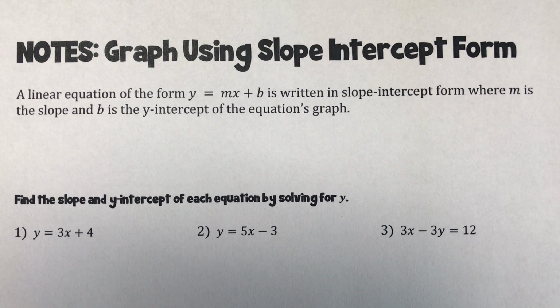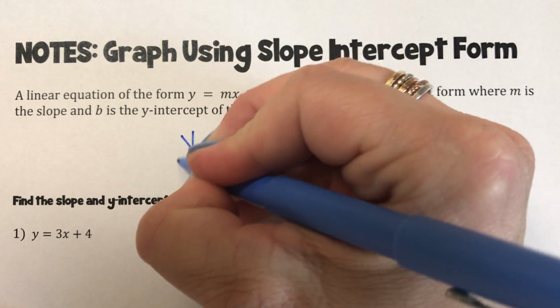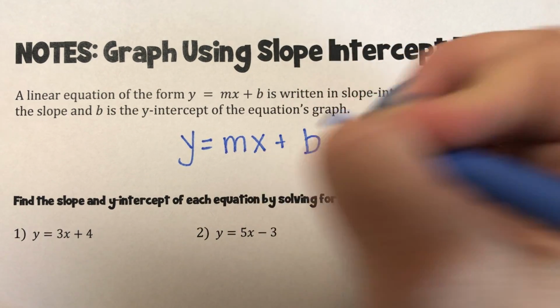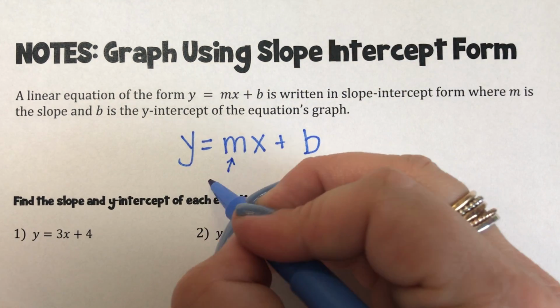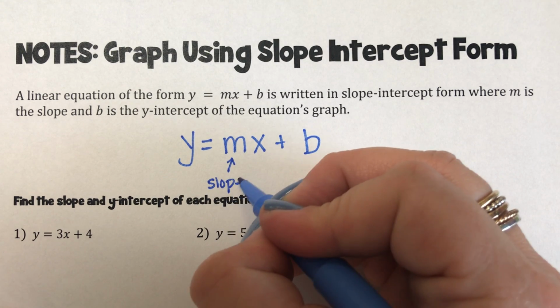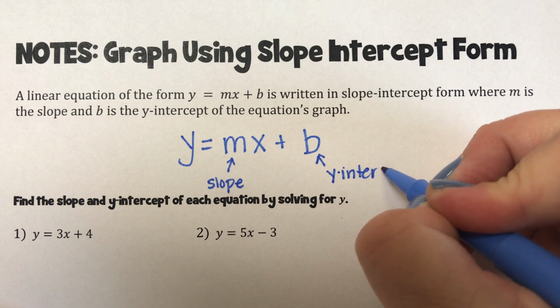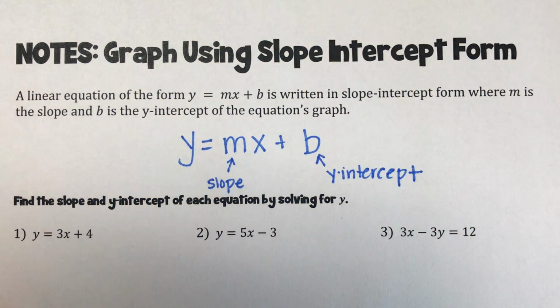Today we're going to review slope-intercept form. We've discussed slope-intercept form before. Y'all should be familiar with it. It's y equals mx plus b, where m is our slope and b is our y-intercept. Okay, and again, this is review.